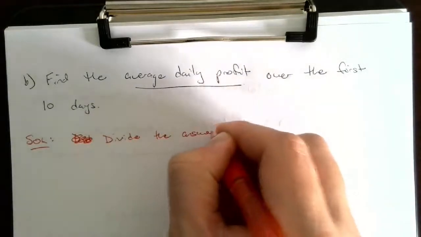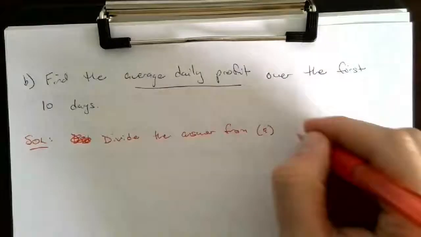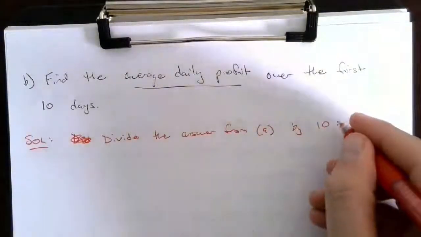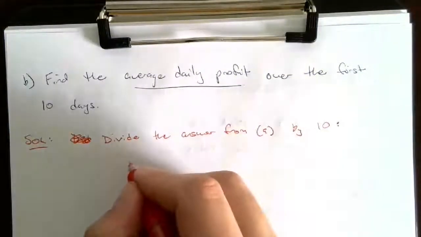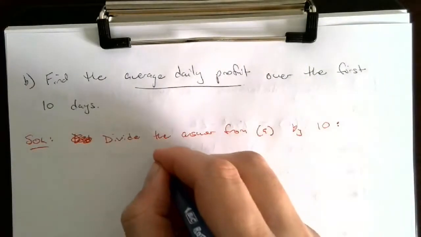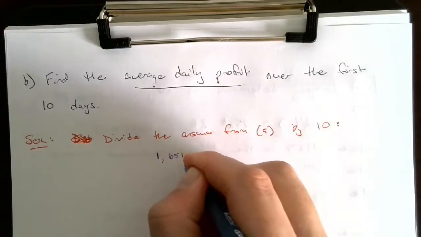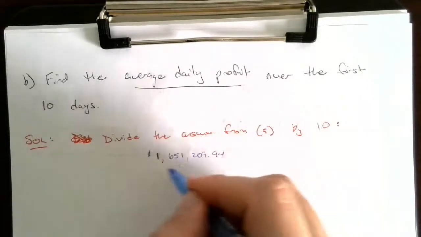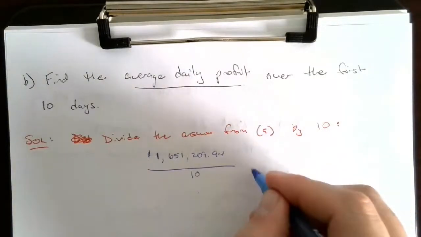the answer from A by 10, which is probably the easiest way to do it. We'll do it here just so you see it. So part A, the answer was 1,651,209.94. That was the total accumulated profit over the first 10 days. Dividing it by 10 will give us the average per day.